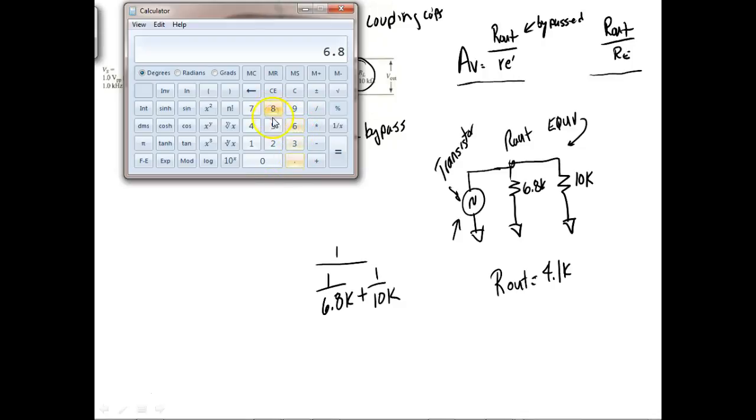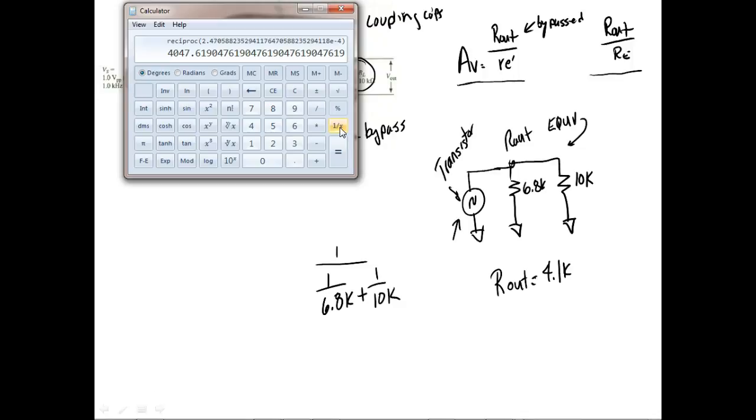So 6.8 times 10 to the third, then I'd hit the reciprocal key. Then I'd say plus 10 times 10 to the third. Then hit the reciprocal key, then I've got to hit equals, right? Y'all understand? To make it do all that math. And then I take the reciprocal again. So we're going to use 4.1K.